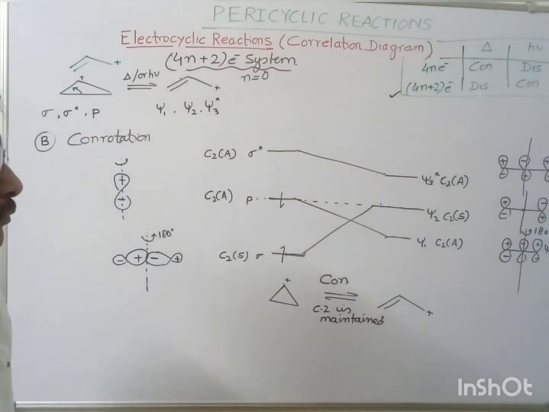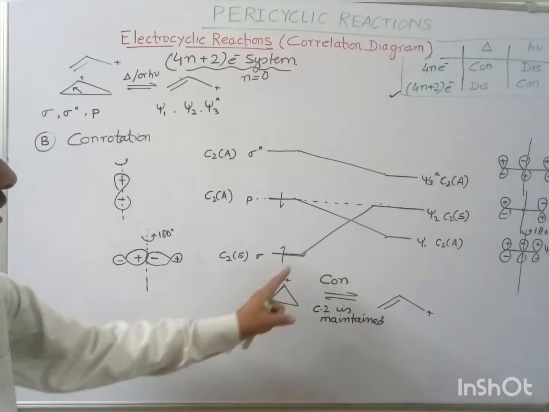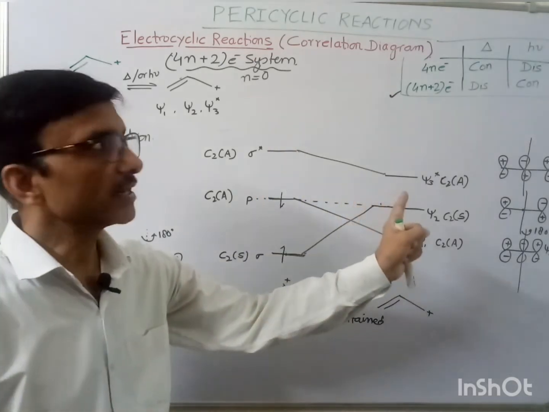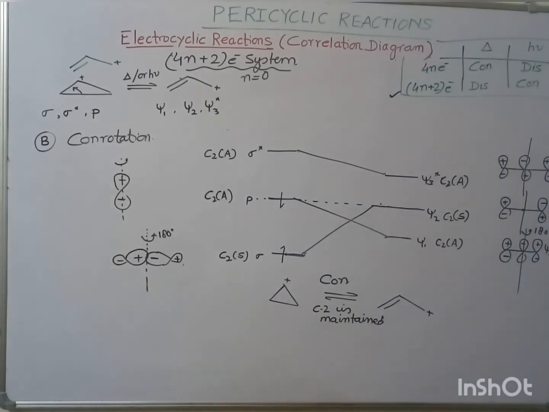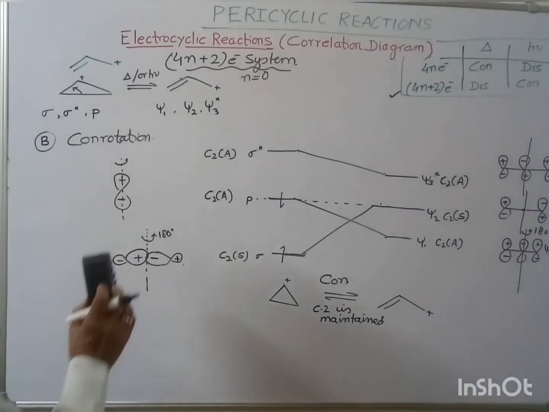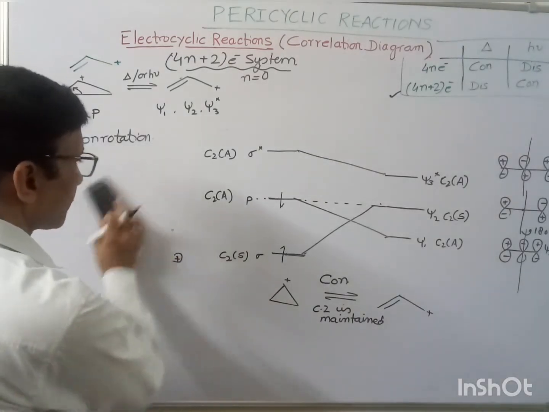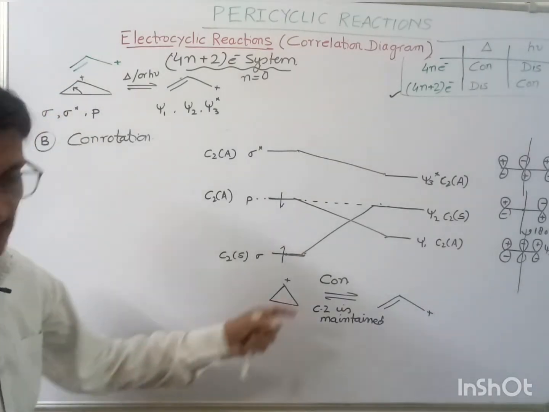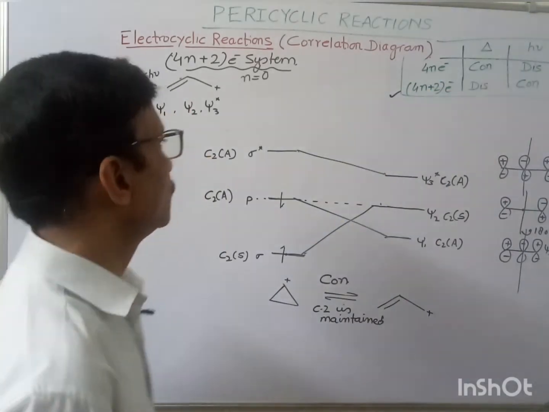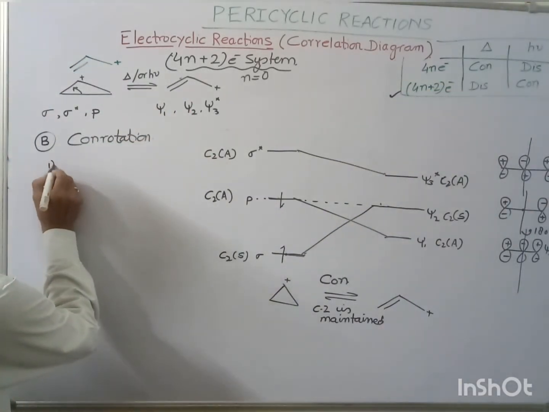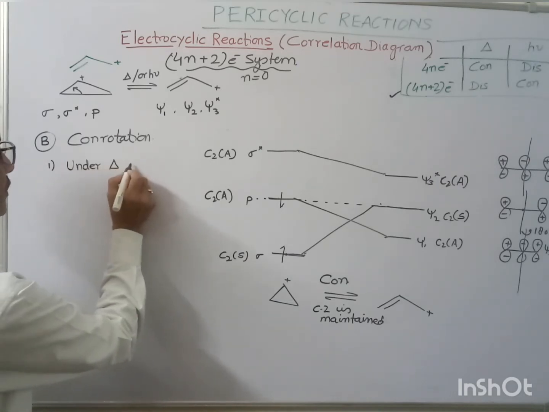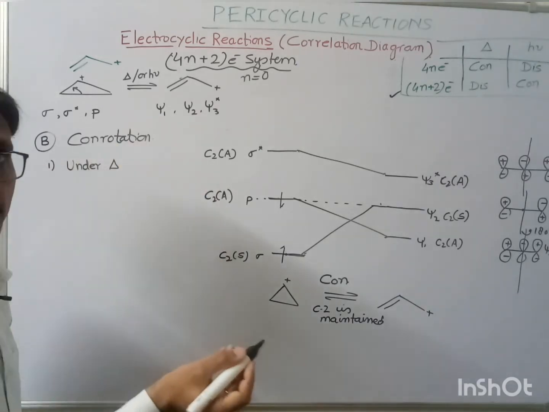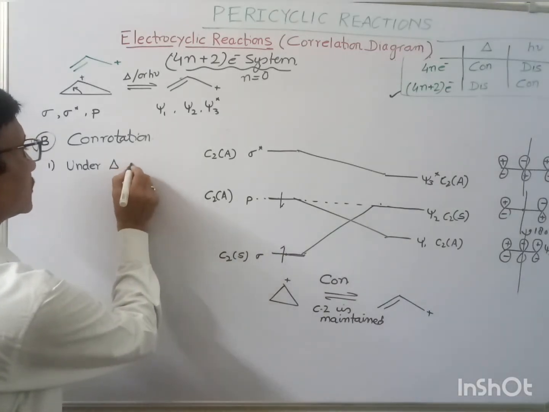So in this way, this is the correlation diagram for conrotation, when these orbitals are undergoing conrotation. Now let's check the selection rule. First of all, under thermal condition, let's check whether conrotation takes place or not.